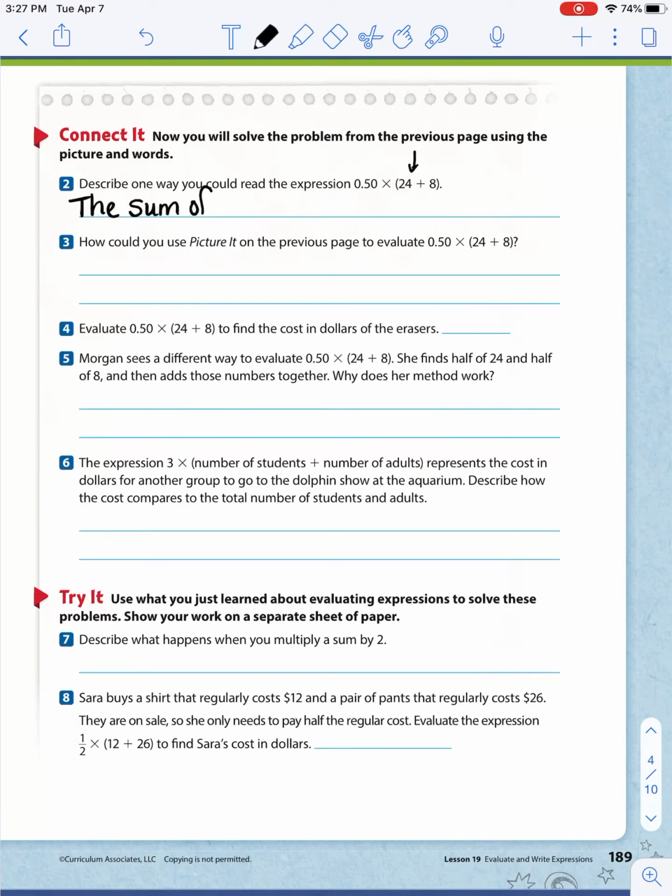The sum of 24 and 8 times 50 hundredths. What about that? I'm sure you can come up with some other things.